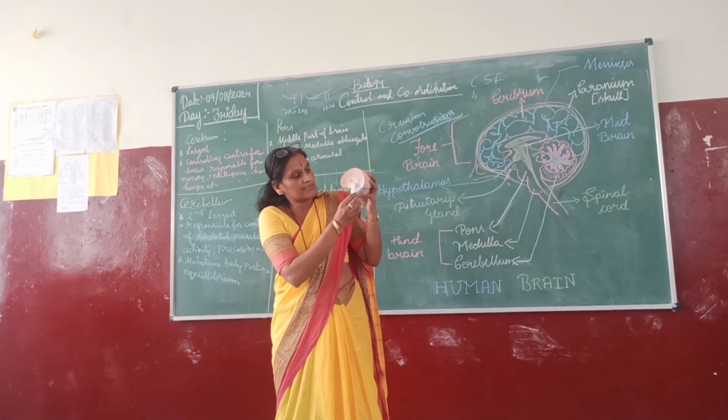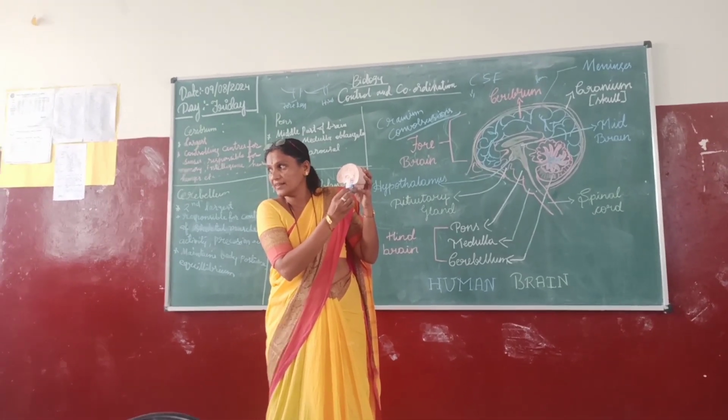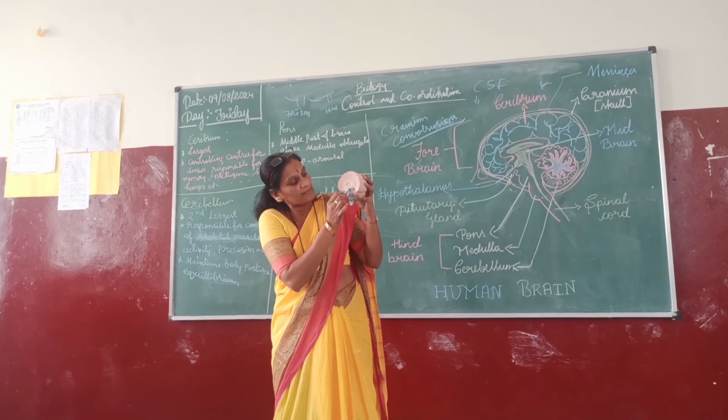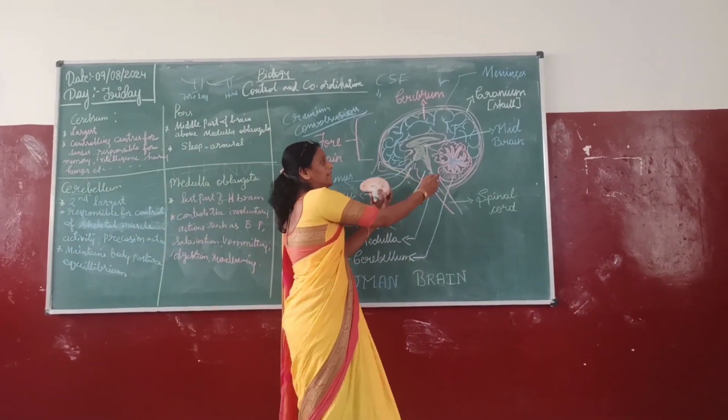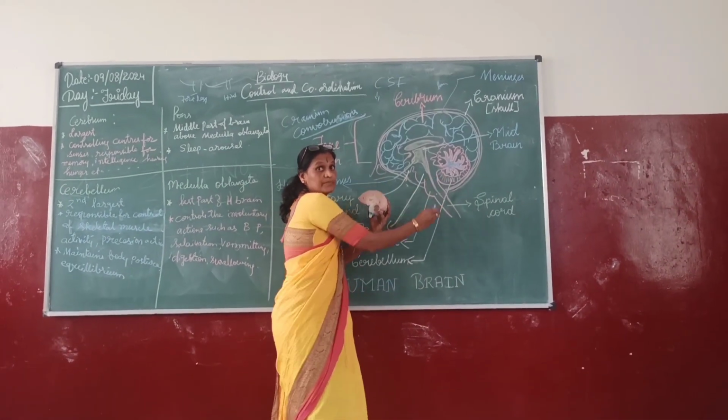Here you can see some leaf-like structures, and you can see some swelling-like structure here, isn't it? We can see that here. Can you see this part? This is this one. Understood?